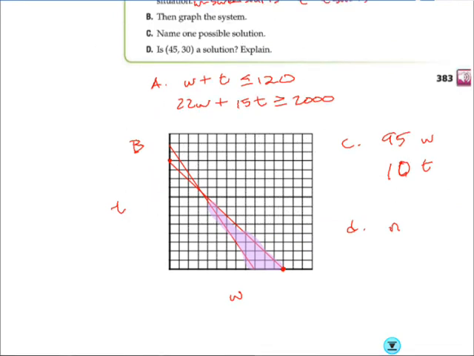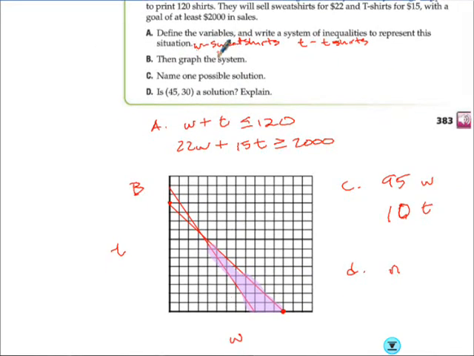All right, so take a look at what I got. I used W for sweatshirts and T for t-shirts. W plus T is less than or equal to 120. 22 times W, that was the price, and 15 times T, we wanted that to be greater than 2,000. So here's my graph. Here's where they overlap. A possible solution was 95 and 10. If I go over 95, which on my graph was right about here, and up 10, that would be in the shaded area.